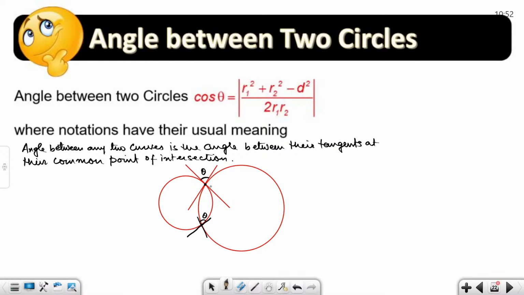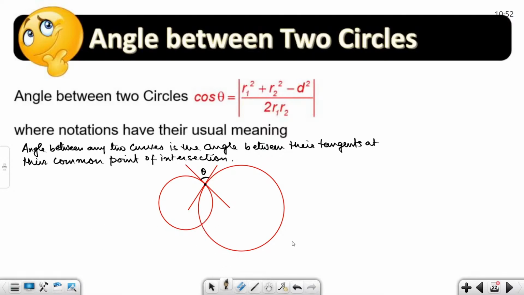So no point of finding out the angle between the circles at this point as well as at this point. If you find out the angle between the circles at one point, it is the same as finding out the angle between the circles at the second point because they are the same. So let me just erase this portion.